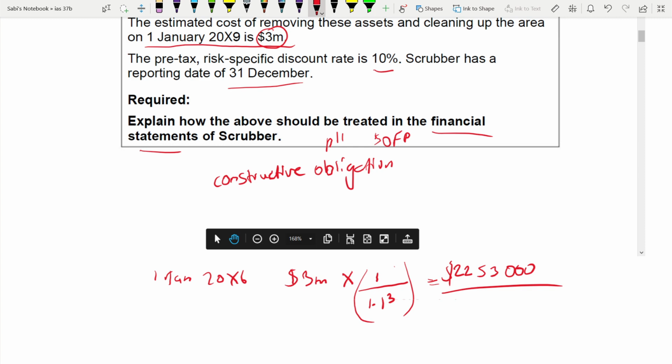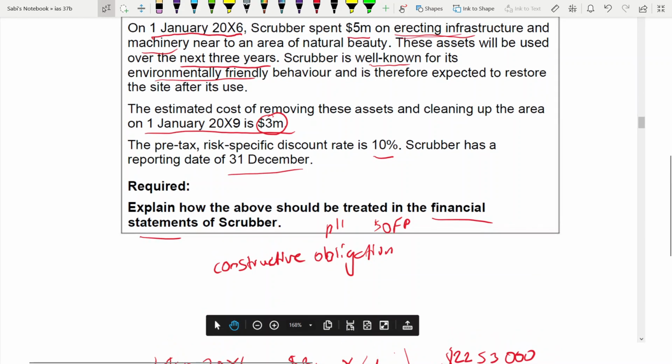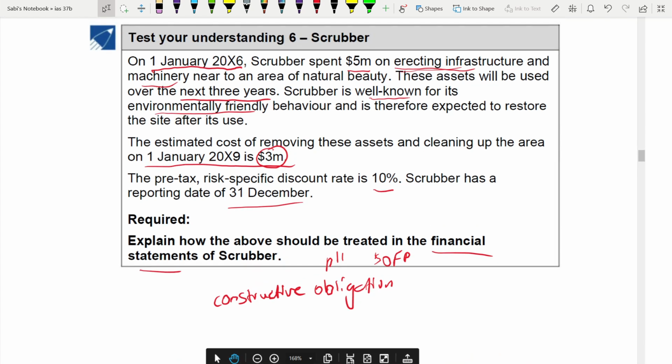Now you need to be careful here. See, scrubber cannot carry out this operation without incurring the cleanup cost, right? You need to clean up. Once you do the cleanup, then only you can carry out the operation, right? This means that incurring the cost gives access to future economic benefit. That means an asset. It is giving rise to an asset.